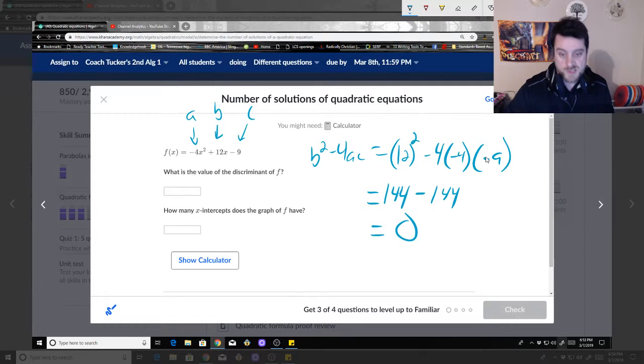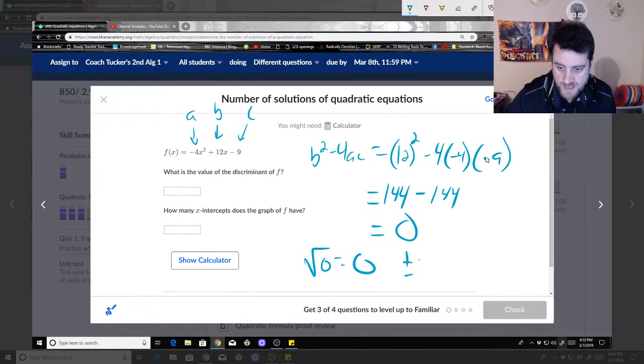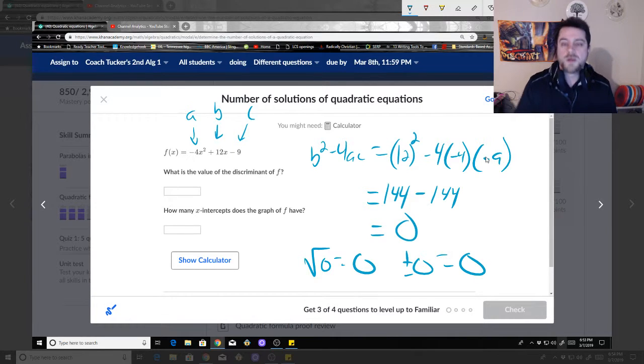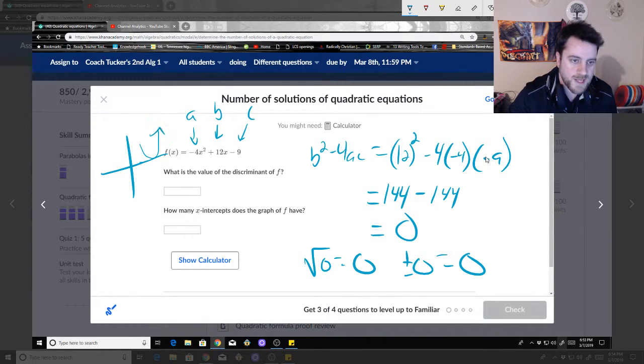So what are the implications of the discriminant being 0? Again, the square root of 0 is equal to 0, so plus or minus 0 is just equal to 0. There's only one solution. There's only one time it's going to cross that x-axis. So it's going to look something like this. It's going to touch it one time and go back up, like that. Or like that, okay? So it just touches it once.